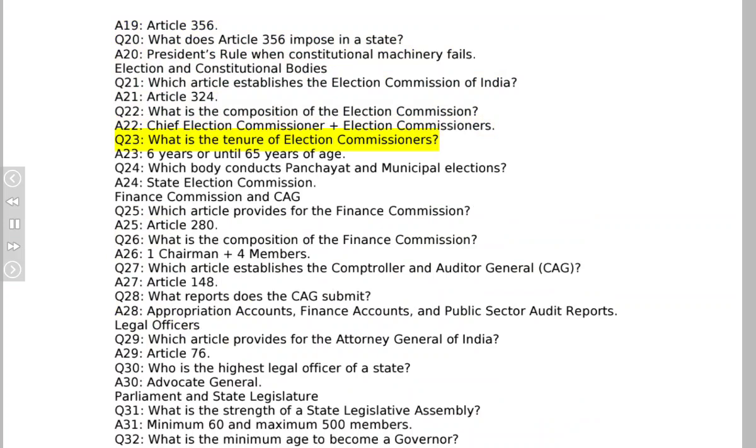Q23. What is the tenure of election commissioners? A23. 6 years or until 65 years of age. Q24. Which body conducts panchayat and municipal elections? A24. State Election Commission.